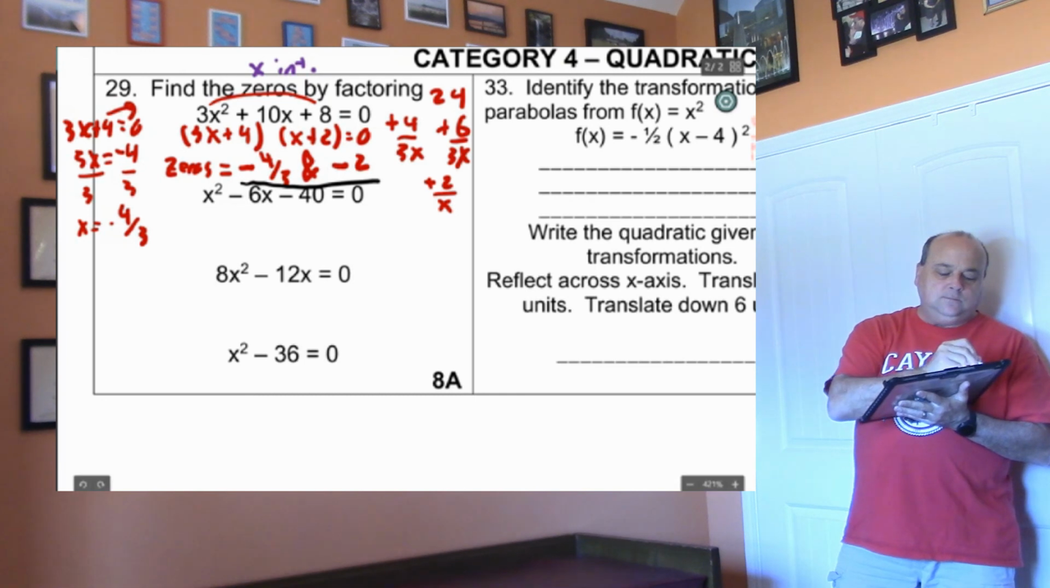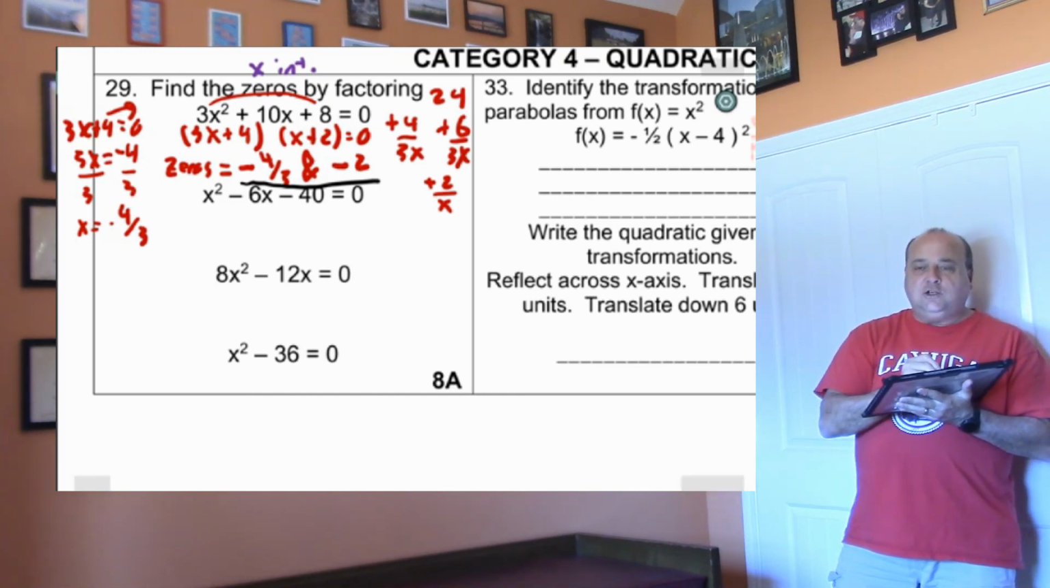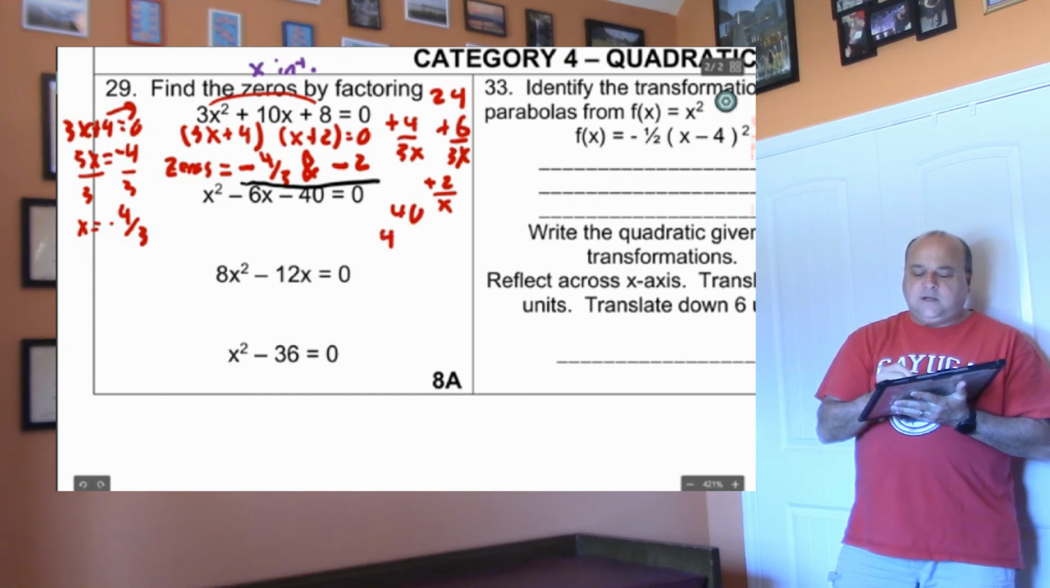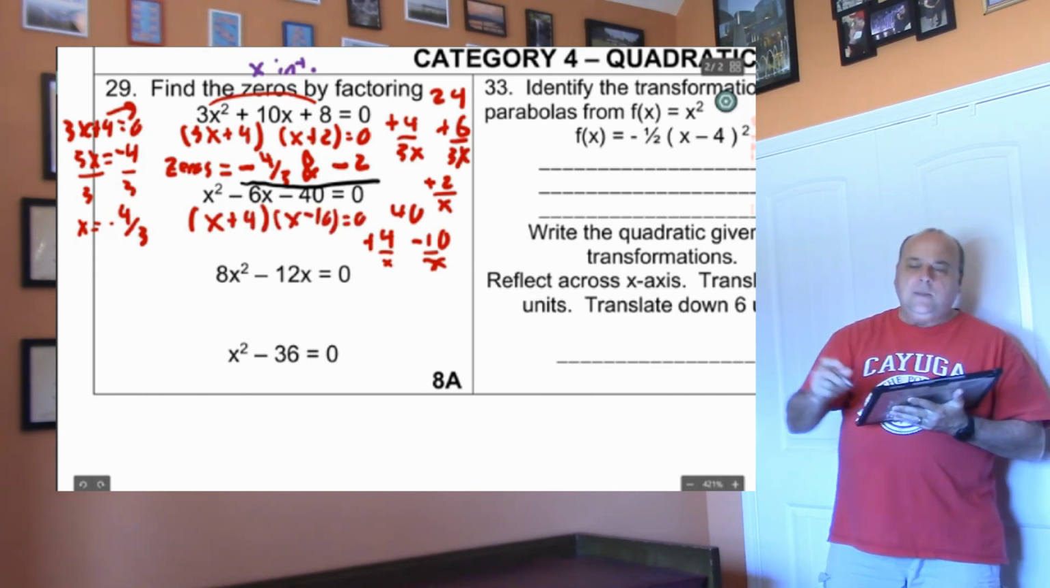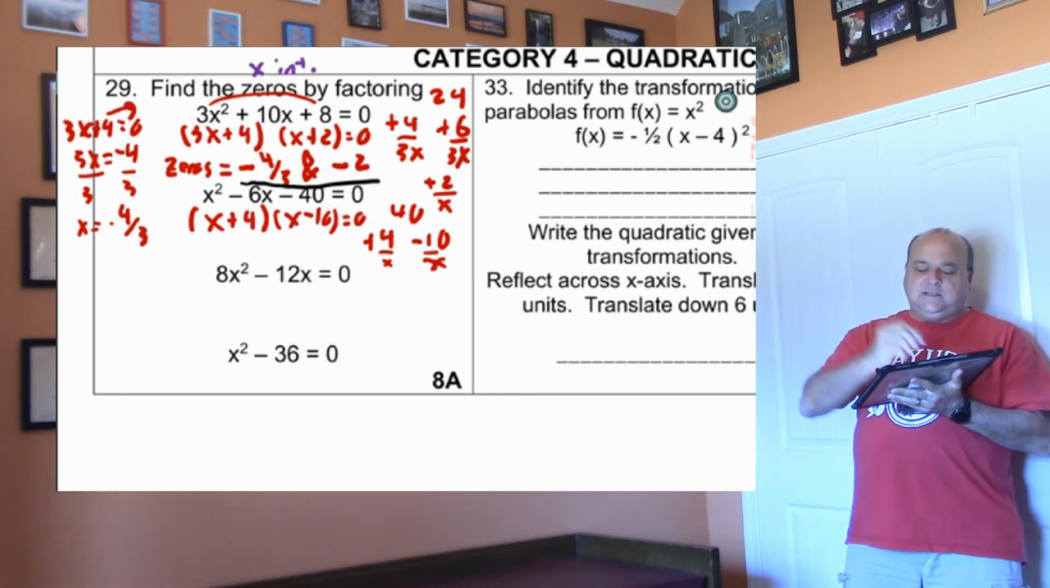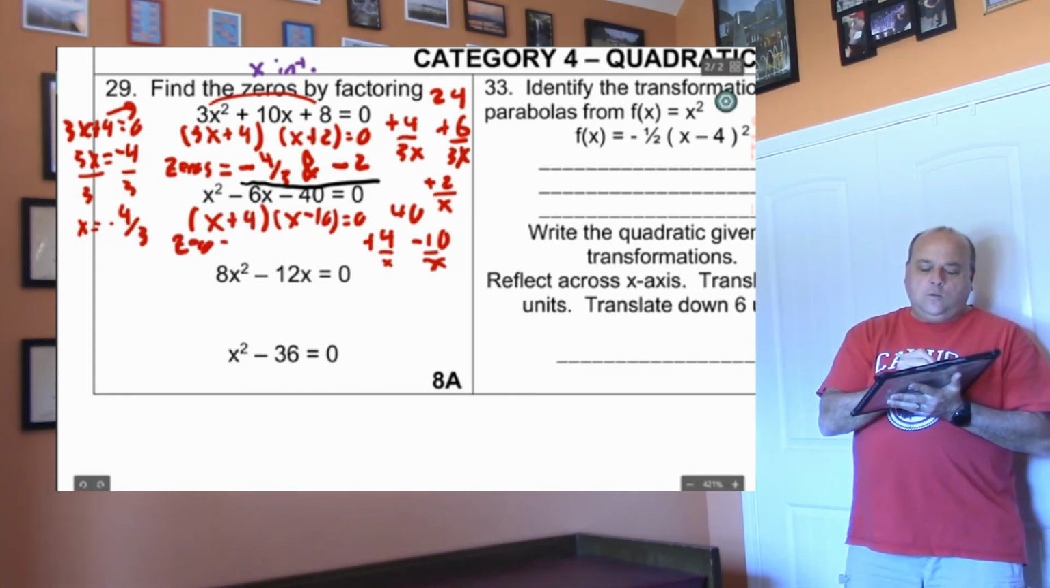Let's do the next one. Okay, we want the factors of 40. Let's subtract and give us 6. That's going to be 4 times 10. The 10 is going to be negative. The 4 needs to be positive. Put x on the bottom, and those are my parentheses, right? So I have x plus 4 and x minus 10 equals 0. Those are my factors. My zeros would be the opposite of a positive is a negative.